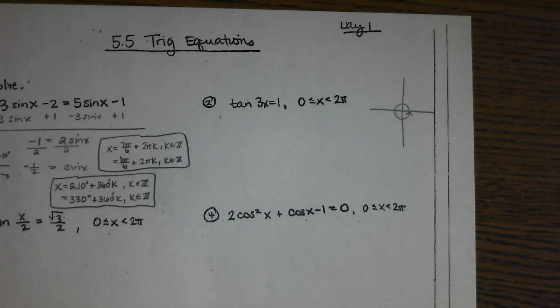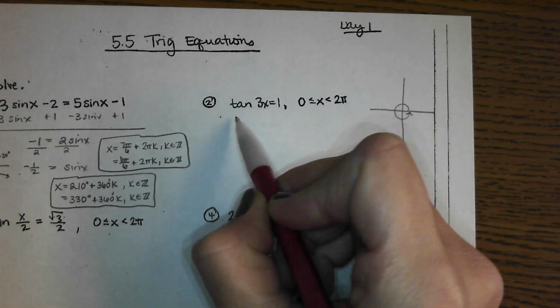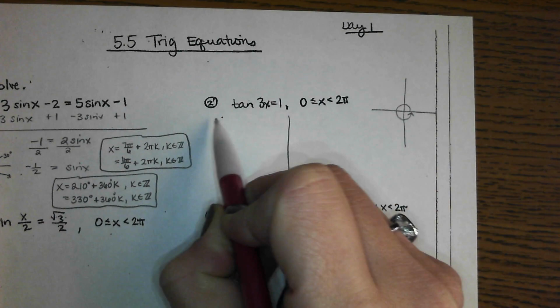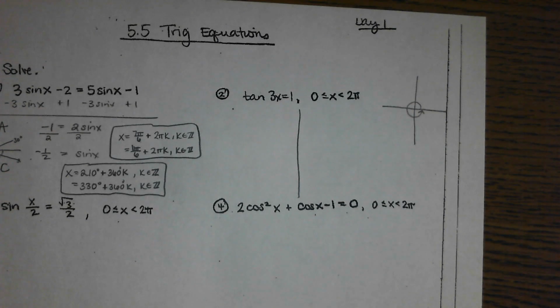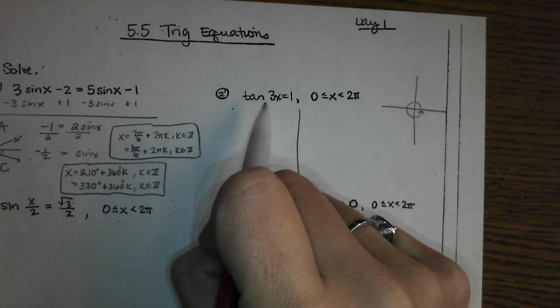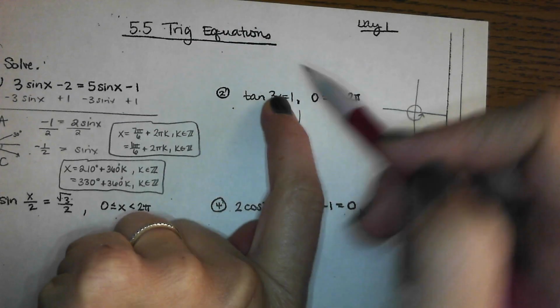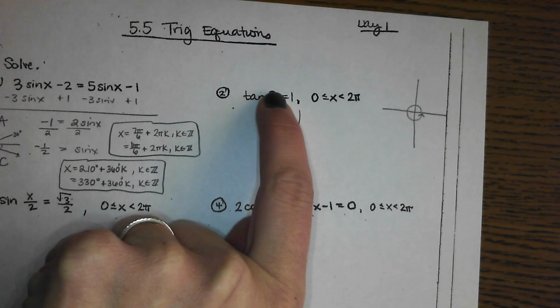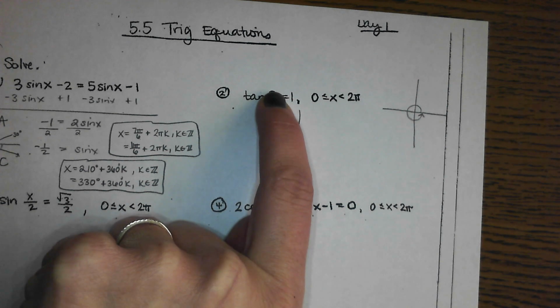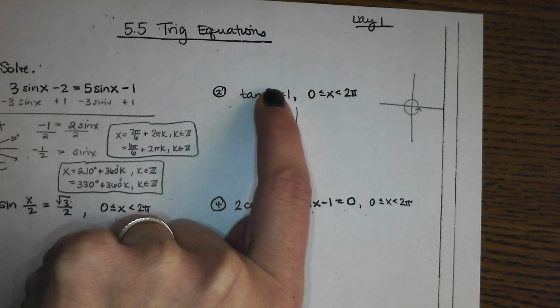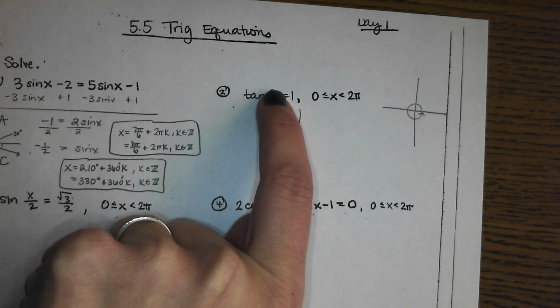So there's two ways you can go about this. And I'll do one way maybe on this side and one way on this side. The tangent of what angles equals 1? The tangent of what reference angle equals 1?